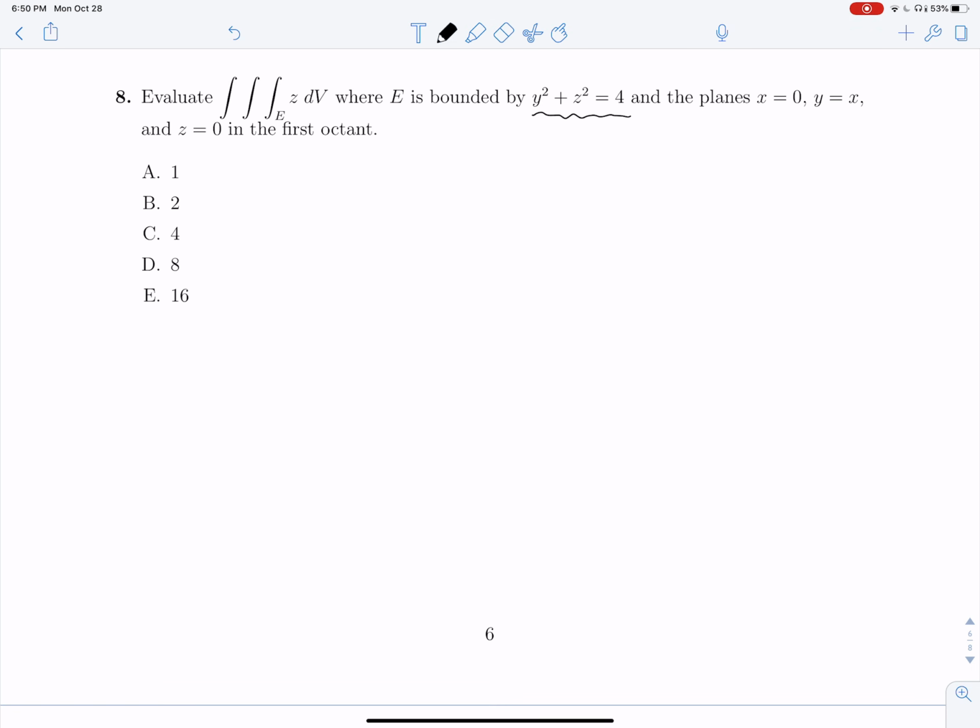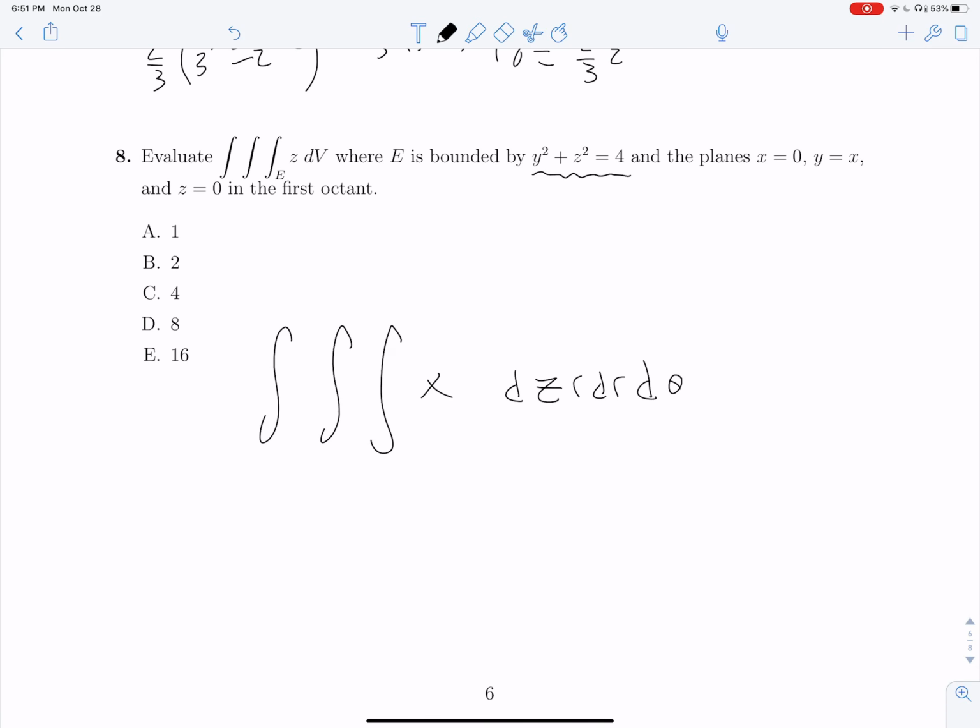So what I'm going to do is replace every instance of z with x. Sorry, it's raining on my iPad right now. Gotta fix that. So we're going to have the triple integral of x dz r dr d theta, and that makes it a lot easier for us to take a look at. So we're going to be bounded. Well, let's rewrite this.